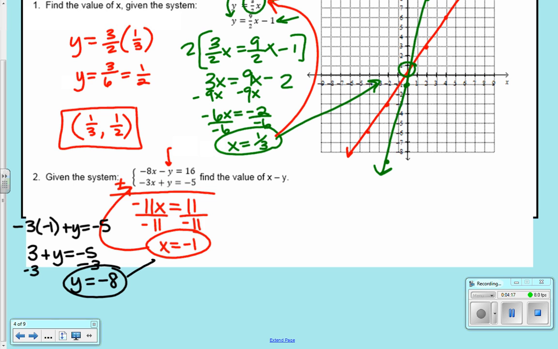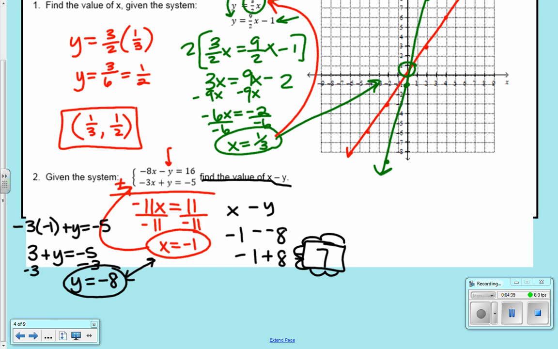Okay, so here's my two values. However, if I go back and read my question, it says find the value of x minus y. So really, I need to do x, which is negative 1, minus y, which was negative 8. Well, that means negative 1 plus 8, so my final answer is 7. That is my real answer here. I had to get x and y to get that, but they really were wanting me to figure out what x minus y is.